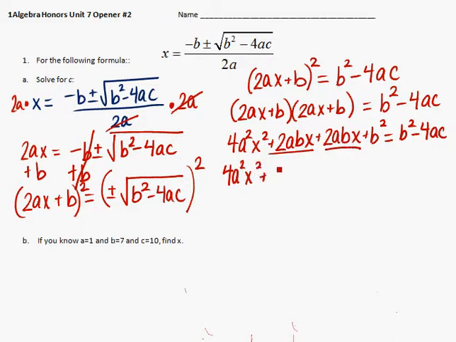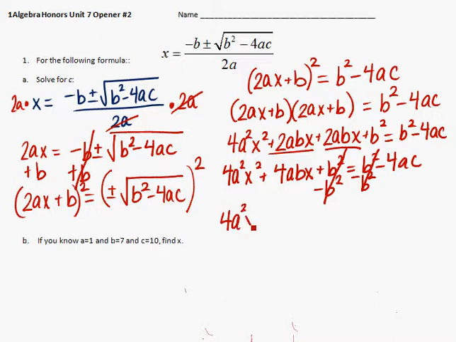2abx plus 2abx is 4abx, plus b squared equals b squared minus 4ac. Since I'm isolating the c, I want to get rid of this term right here, this b squared. So I'm going to subtract b squared from both sides. And I see that the b squared does, in fact, cancel out on both sides. So I'm left with 4a squared x squared plus 4abx equals, and don't forget this sign right here, negative 4ac.